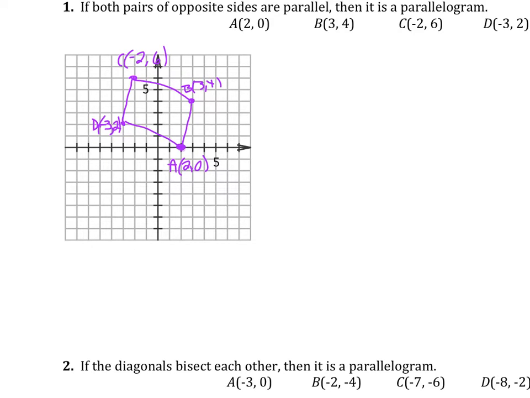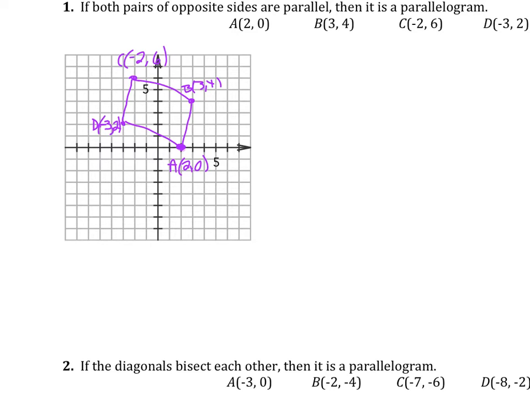All right, so the directions for this one says if both pairs of opposite sides are parallel, then it is a parallelogram. So the way that I'm going to show that it is a parallelogram is I'm going to prove that both pairs of opposite sides are parallel. So how do we show parallelism in a coordinate plane? Well, slopes. If two lines or line segments have the same slope, then they are parallel.